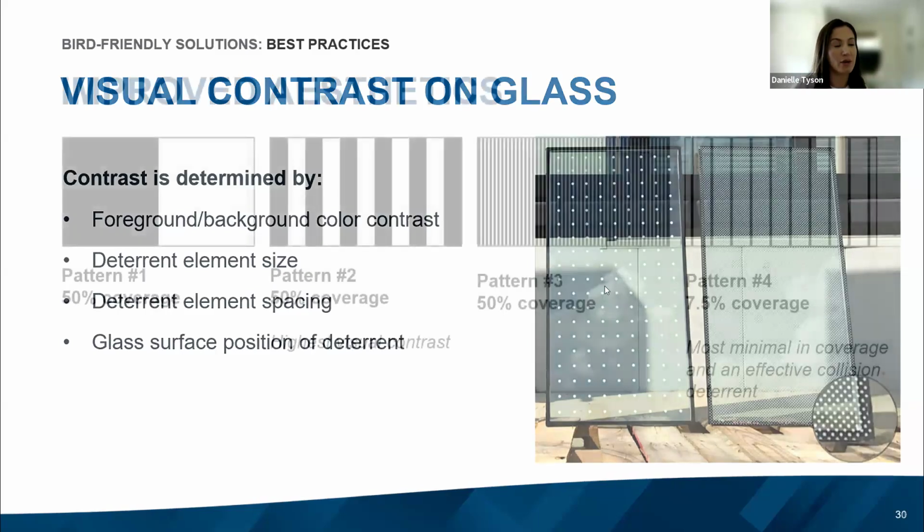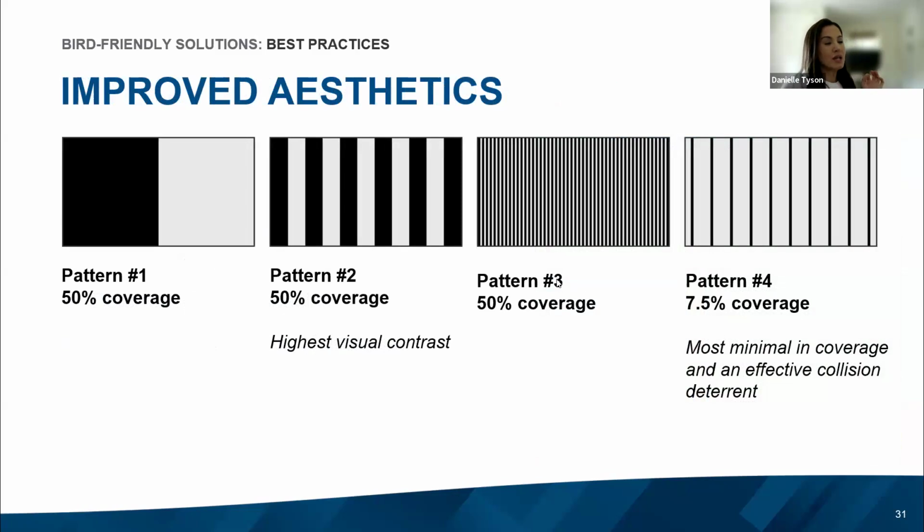It's all about contrast. On this slide, let's look at, from left to right, the first three patterns. All three have 50% coverage. Pattern number one is going to be highly ineffective. We're covering half the glass and allowing for the other half to be completely exposed, and birds can try or attempt to fly through that area.